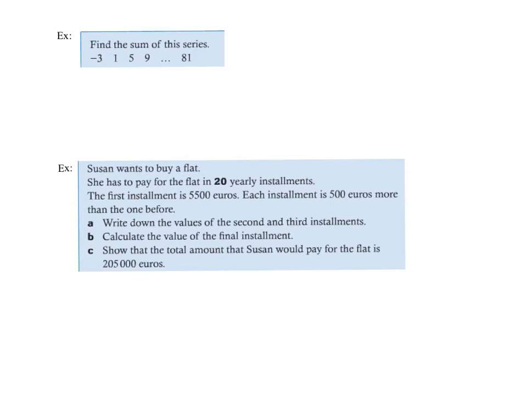Okay, the next example asks us to find the sum of this series: -3, 1, 5, 9, dot dot dot, 81. So you'll see we know the first and the last term. So let's start with the formula that uses the first and the last term. It looks like this: S sub n equals number of terms divided by 2 times the first term plus the last term. Okay, so this is going to work except for the fact that we don't know how many terms are in this series. But we can find out how many terms pretty easily by using the formula for the nth term.